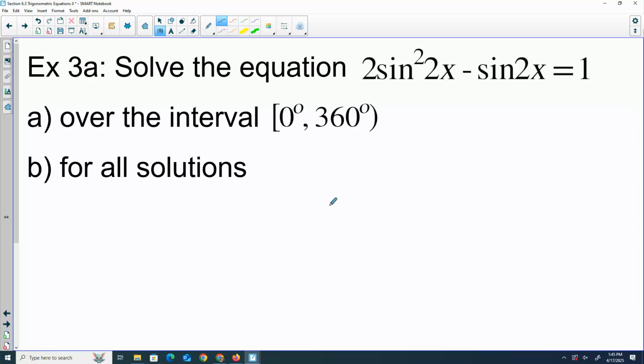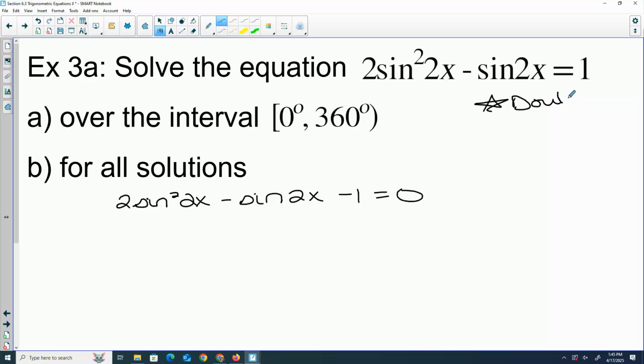So if I look at this, 2 sine squared 2x minus sine 2x, and subtract my 1 over. Because it's a 2x, I know I'm going to get double solutions. Right? Then we would just slip and slide.